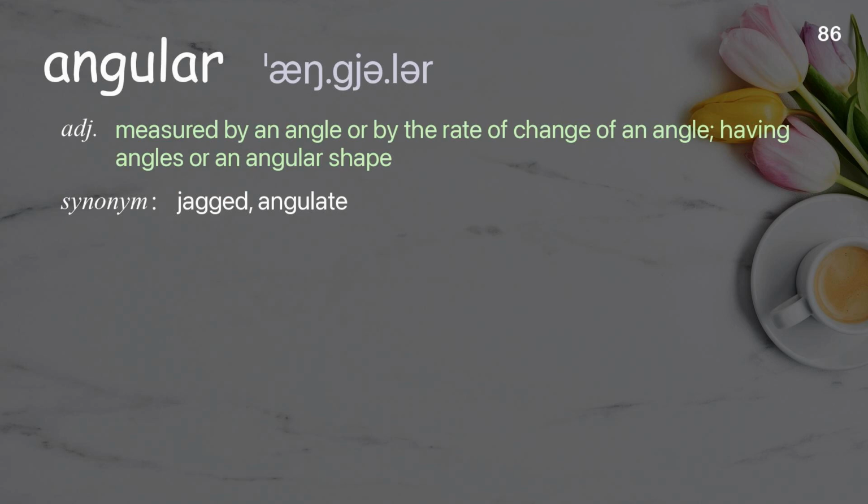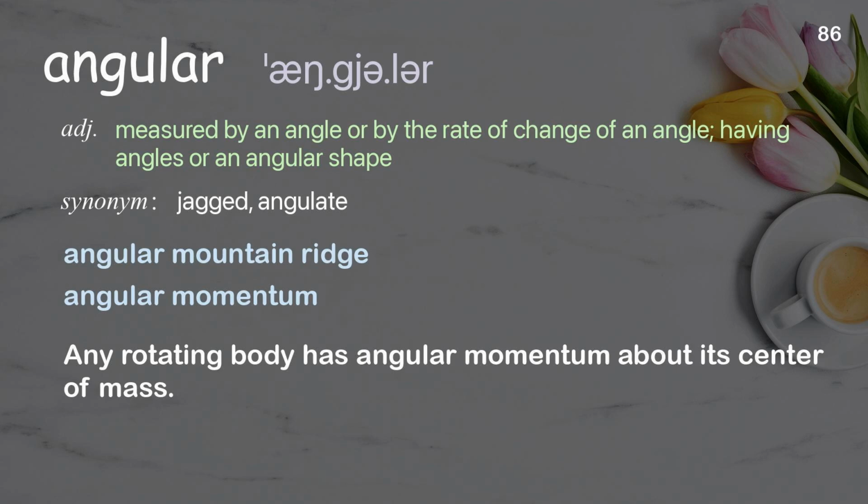Angular. Measured by an angle or by the rate of change of an angle; having angles or an angular shape. Examples: angular mountain ridge, angular momentum. Any rotating body has angular momentum about its center of mass.